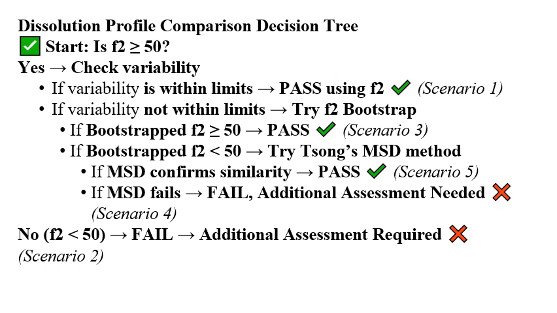So start with the F2. If F2 is matching, check the variability. If F2 is failing but variability is within limits, then F2 is passing. That is the end of the dissolution profile comparison. If variability is not within limit, then go for F2 by bootstrapping. If bootstrap F2 is passing, then stop there itself, and if it is failing, try the MSD method. MSD confirms similarity, that is a pass.